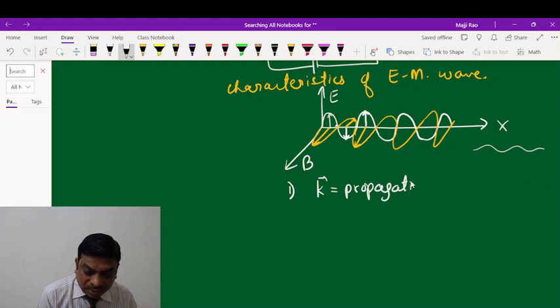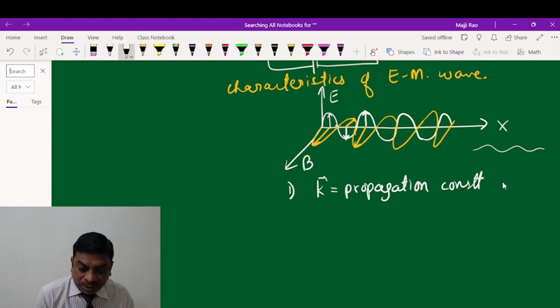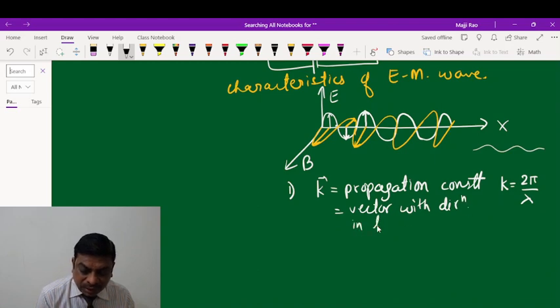Propagation constant. Basically its numeric value is 2 pi by lambda, and it has the same direction as the direction of propagation of the wave. It is a vector in the direction of wave propagation.